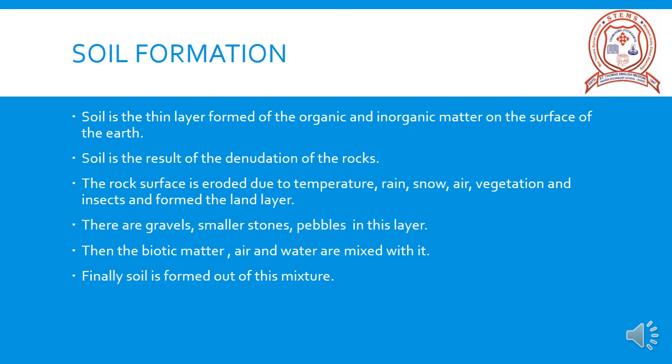So, soil is the result of the denudation of rocks. Rocks are denuded because of temperature, rain, snow, air, vegetation. Because of this, the land layer is formed. The land layer contains gravels, smaller stones, pebbles, etc. It has only mineral contents. Afterwards, biotic matter, air, water is mixed with it. Thus, soil is formed out of this mixture.